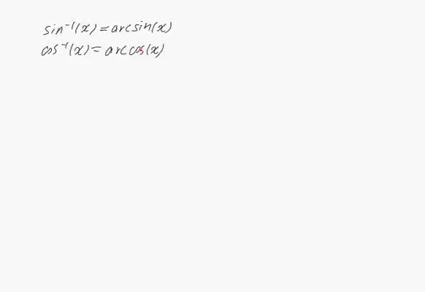When you define the inverse sine and the inverse cosine, you must watch out for the range of these two inverse functions. We know the range of inverse sine is the closed interval from negative half pi to half pi.